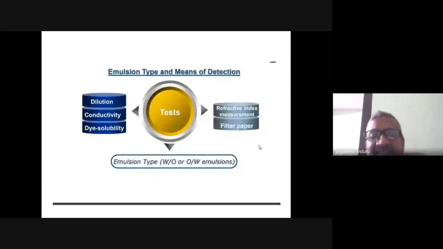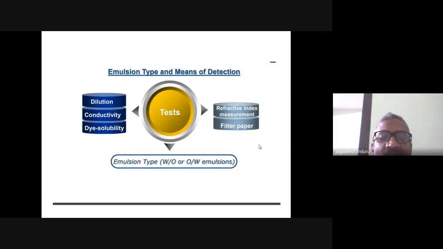Detection of the emulsion type is a critical method, acting as an in-process quality control tool. In pre-formulation and development of our formulation, we need to test what emulsion we have got. Even though oil in water and water in oil emulsions can be easily differentiated by the naked eye, it is better to test by different approaches like the dilution test, conductivity test, dye-solubility test, refractive index measurement, and filter paper test. The type of emulsion, either water in oil or oil in water, can be known.